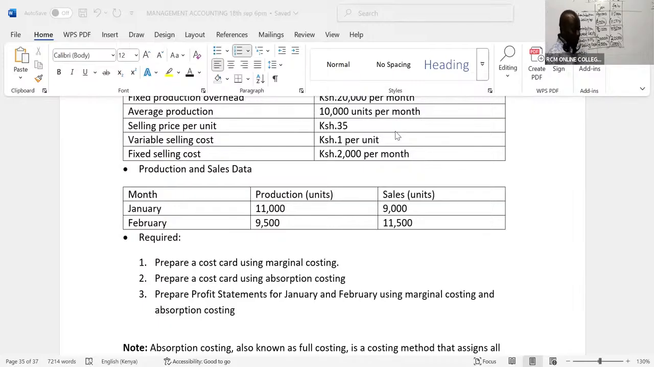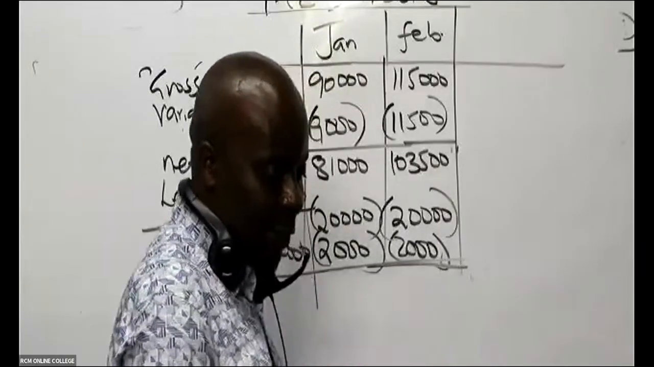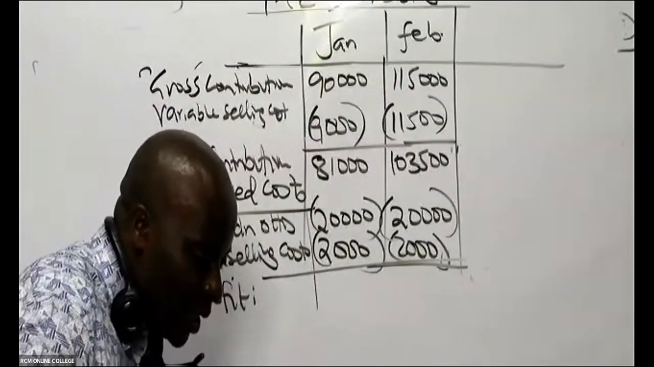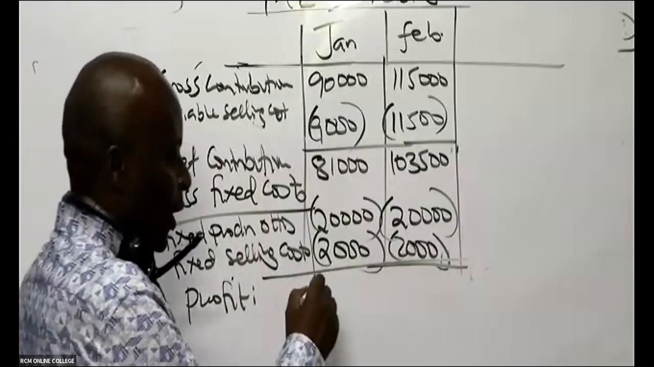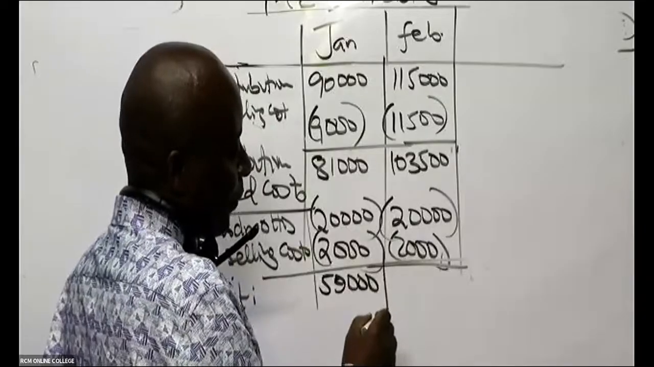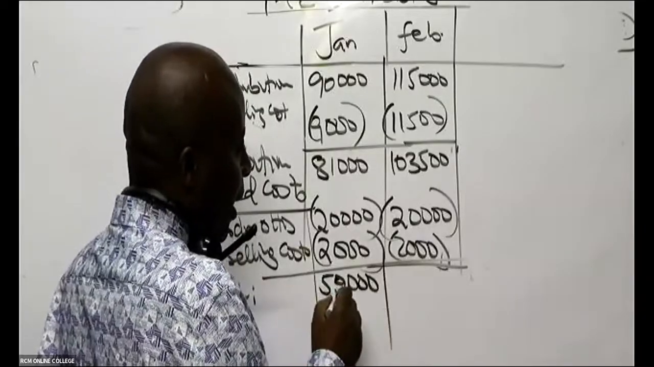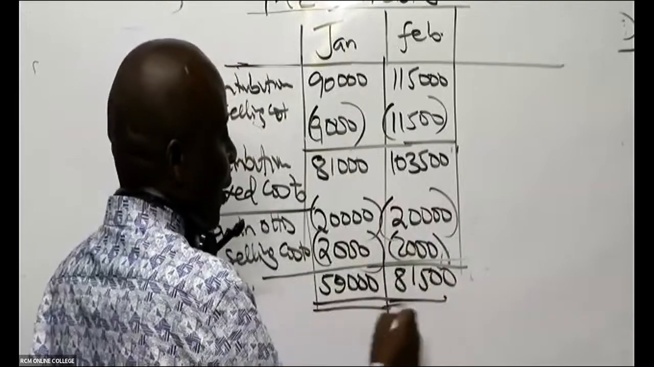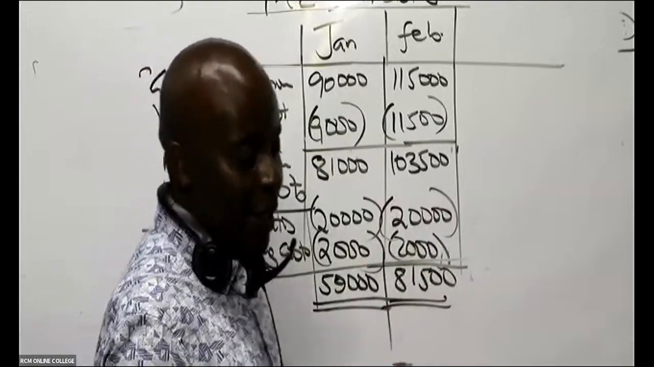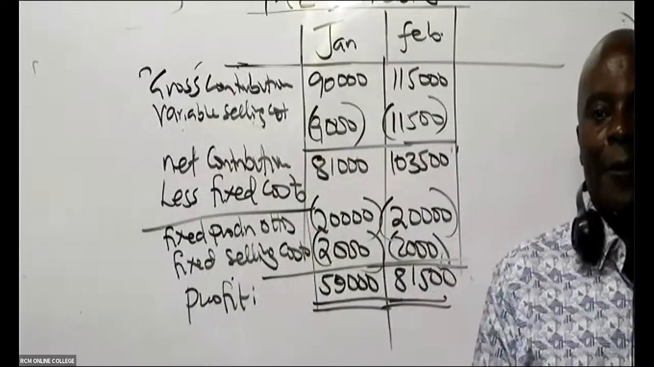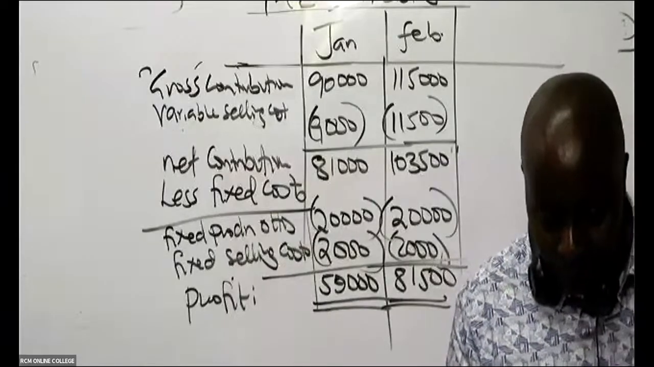Give me a number, I will write. Somebody is giving me a figure of 59,000, right? So this is 59,000. How about the second one? 81,500. That is the end of that marginal costing P&L statement.